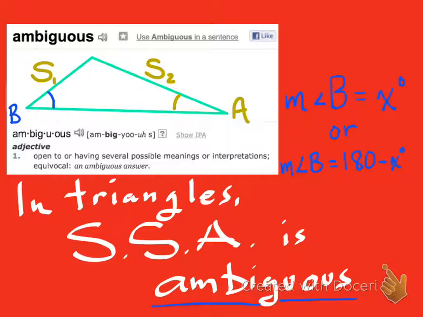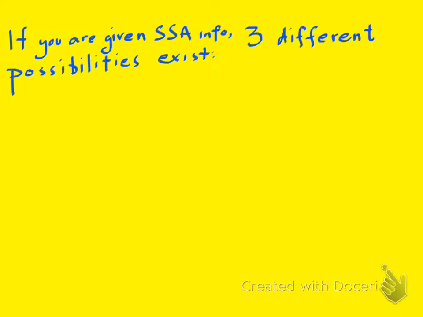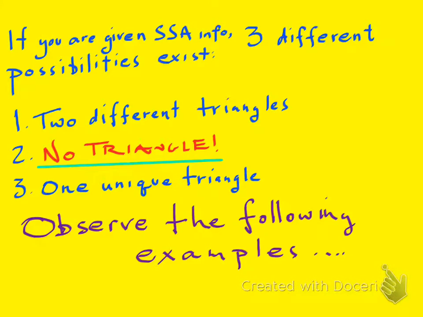So there are three possible situations when you are looking at side angle information. You might end up with two different triangles and be unable to differentiate between them. You might end up with no triangle at all, that's a possibility. Or you might have one unique triangle, which I guess is the best situation. So we'll do a couple of examples demonstrating how this could come about.